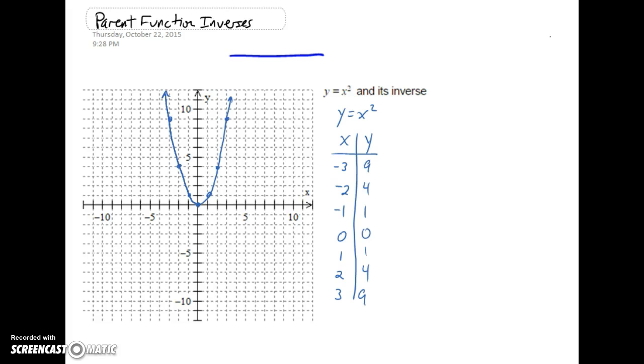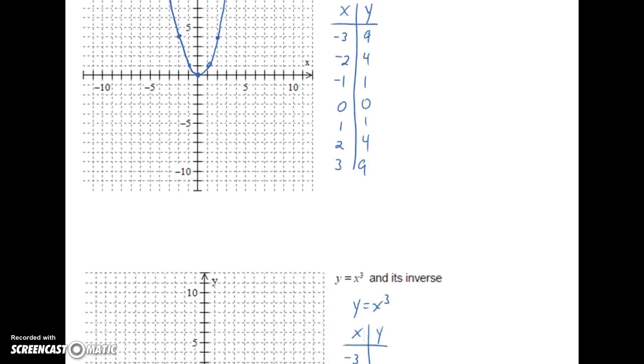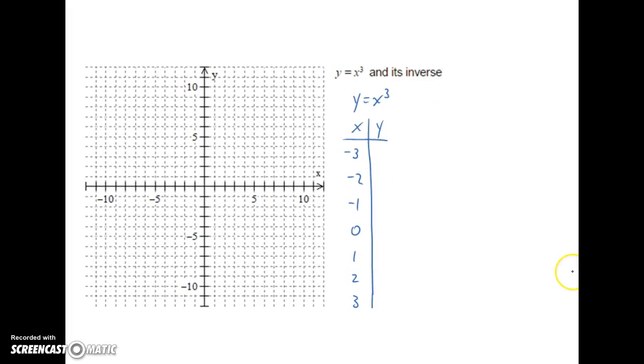Good, I'm glad you did that. Hopefully your graph and your table look something like this. We'll come back to that in a minute, but go down to the next table and do the same thing here. Again, pause the video and do this, and I'll wait for you here. Again, hopefully your graph looks something like this and your table too.